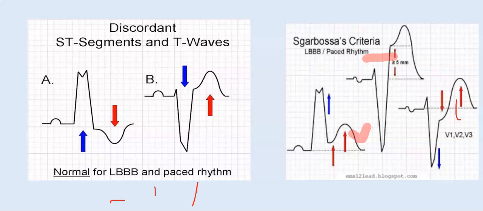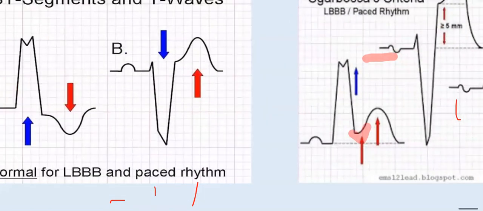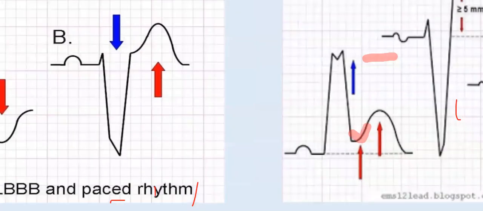That is normal. So Sgarbossa criteria say that because in left bundle it is difficult to see the ST segment the way it looks conventionally, we have to have a special criteria for the diagnosis. This special criteria depends on concordance and discordance. For example, look at this one here. Here, the ST segment is elevated. Usually in this part, the ST segment elevation in left bundle, is it down or up? In this part it is so down.